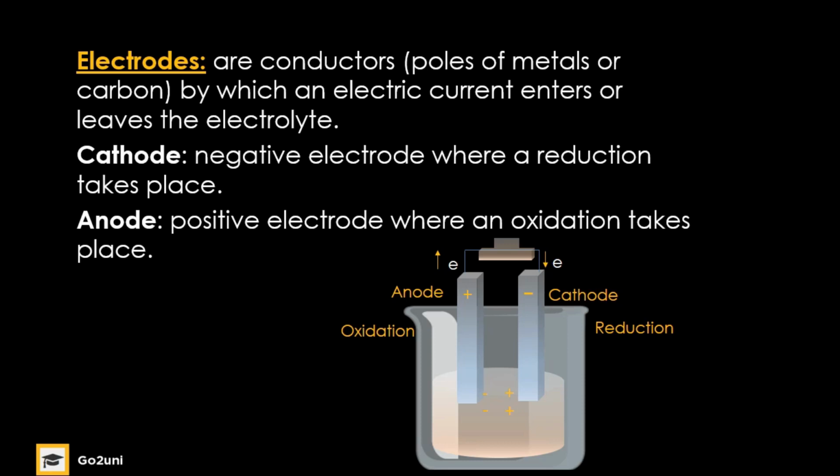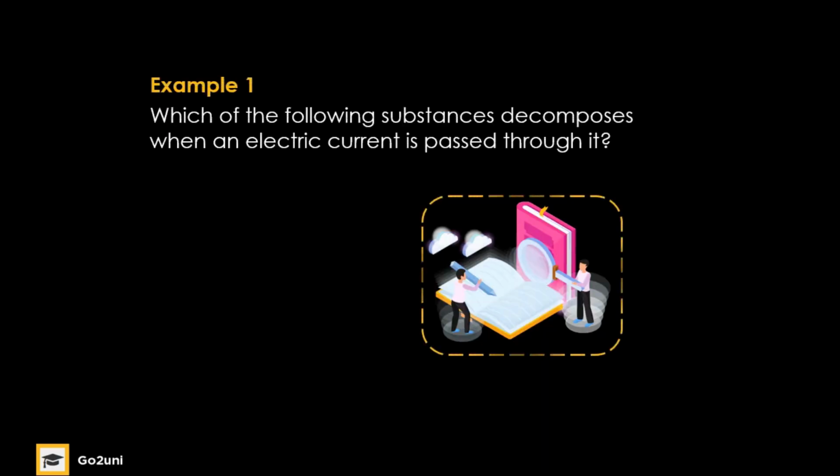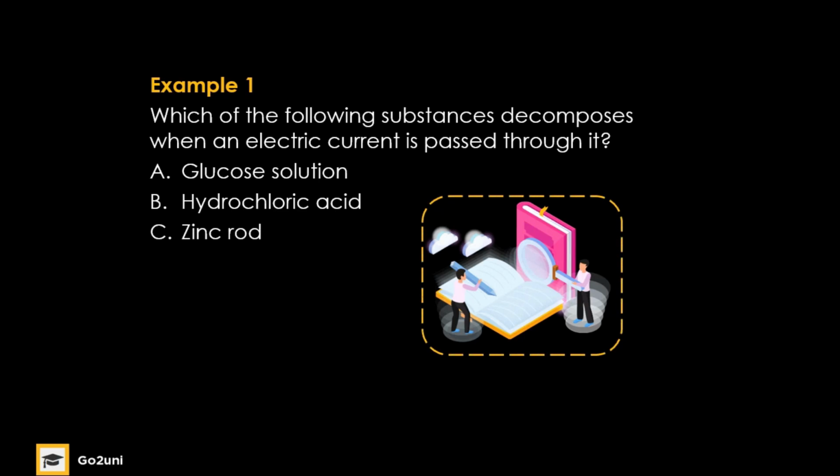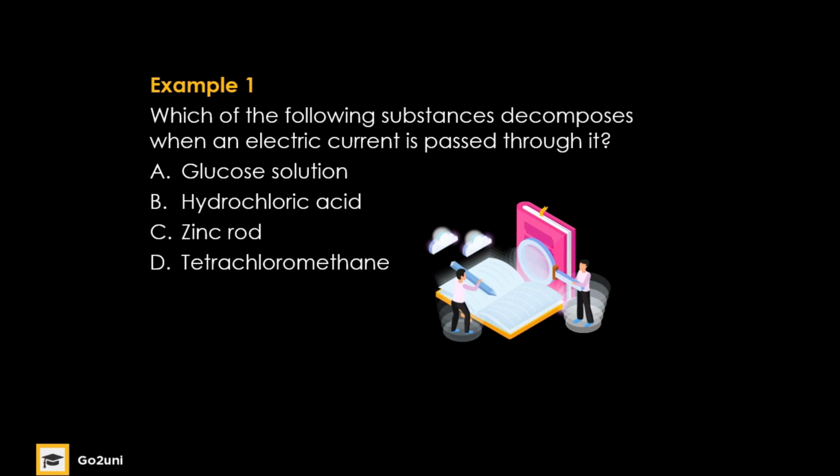So with that, I would like to have a brain teaser for us, dear students. Which of the following substances do you think will get decomposed when electricity is passed through them? We have glucose solution, hydrochloric acid, zinc rod, and tetrachloromethane.